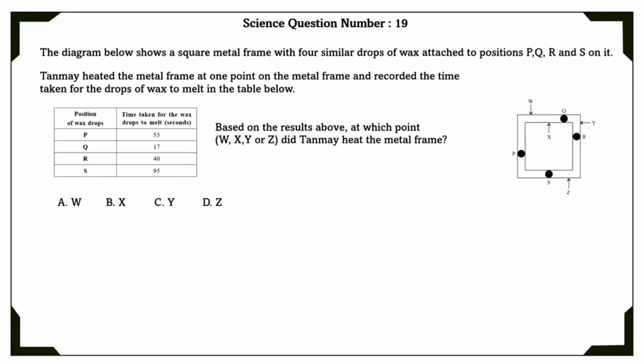Science question number 19. The diagram below shows a square metal frame with 4 similar drops of wax attached to the positions P, Q, R and S on it. Tanmay heated the metal frame at one point on the metal frame and recorded the time taken for the drop of wax to melt in the given table below. Based on the results above, at which point did Tanmay heat the metal frame?